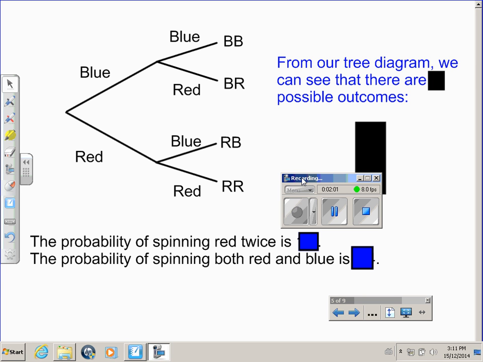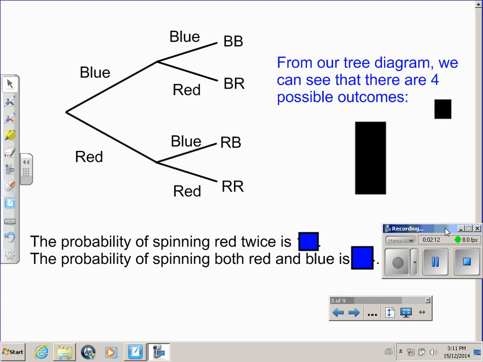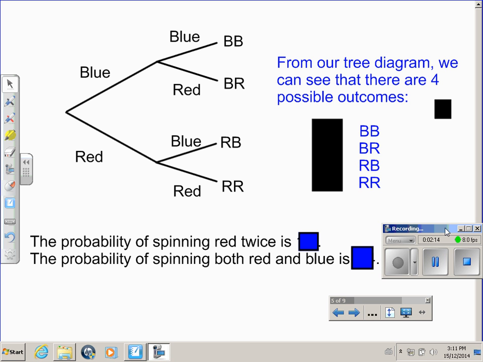Okay, from our tree diagram, we can see that there are 4 possible outcomes. And those outcomes are as follows. We have blue, blue, blue, red, red, blue, and red, red. So, the probability of spinning red twice is 1 out of 4. While the probability of spinning both red and blue is 2 out of 4, because we can spin blue first, red second, or we can spin red first and blue second.